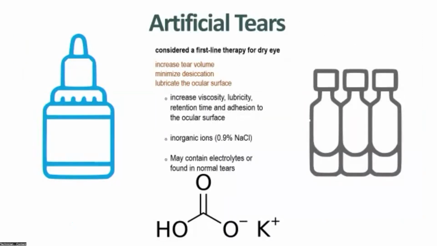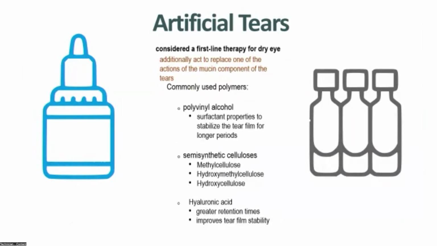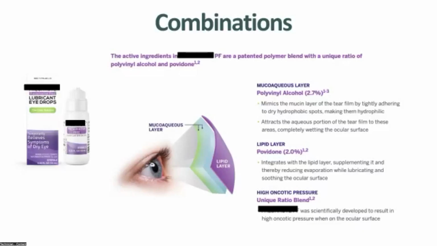So other things, some artificial tears that can be used. There are different ingredients that we see in organic ions, electrolytes in these artificial tears. They basically increase tear volume, minimize desiccation, lubricate the ocular surface. They have different ingredients, as you can see here. Some of them have glycerin, some of them have multiple ingredients in them, as well as high oncotic pressure.